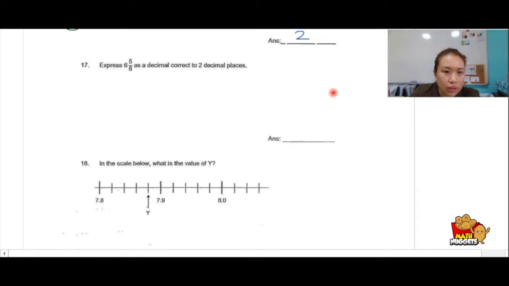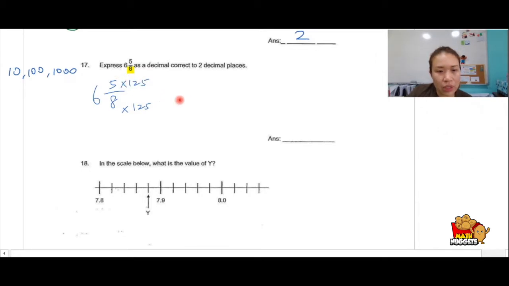Question 17. Express 5 out of 8 as a decimal. So when we want to express a fraction as a decimal, we need to change our denominator to 10, 100, or 1,000 if we can. In this case, 8 can become 1,000. How do we change that? 8 times 125 gives us 1,000. Okay, so then the numerator also times 125.